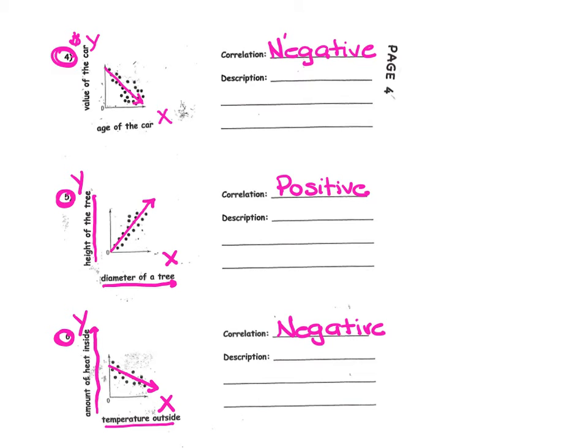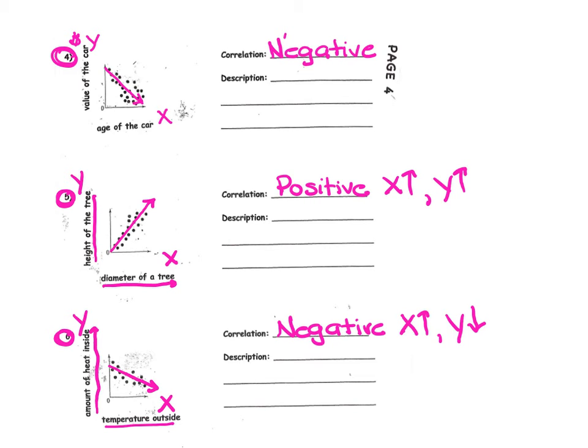Remember, when we write about a positive correlation, such as number 5, as X increases, your Y values also increase. But in a negative correlation, like number 6, as X increases, your Y values will decrease.